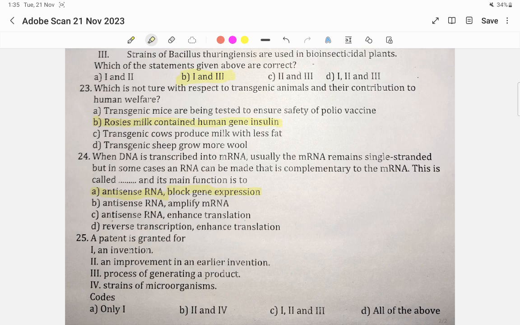A patent is granted for: one, an invention; two, an improvement in an earlier invention; three, a process of generating products; four, strains of microorganism. So that we should know. Which of these is a patent granted for? It is 1, 2 and 3, not for strains of microorganism. An invention, an improvement in an earlier invention, and a process of generating a product are all provided patents. So 1, 2 and 3 is the correct answer.